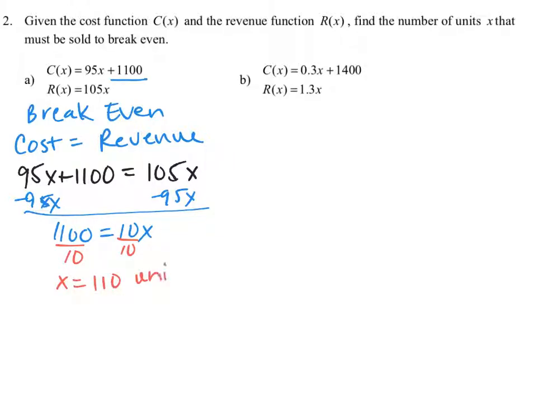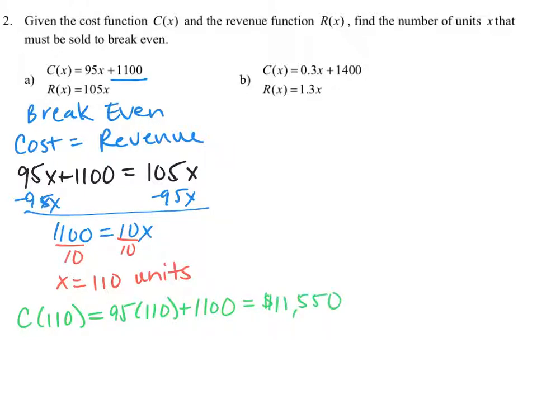That's 110 units that must be sold in order to break even. And you can check this by finding the cost of producing 110 units, plugging that back into the original equation. It is $95 per unit, so it's 95 times 110, plus the fixed cost of $1,100. So the cost of producing those 110 units is going to be $11,550. And let's look at the revenue.